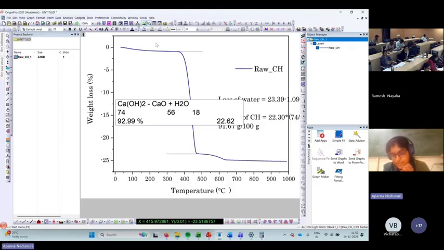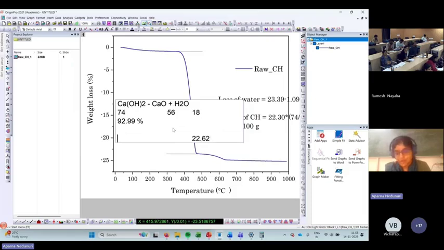This is commercial calcium hydroxide that we are talking about. It means the purity of that sample is around 93%. There is some 7% which is impure, and that we can see from this test. Now what is happening for the remaining 7%? If we see over here, there is also some weight loss beyond 500 to 600 degrees centigrade. This is due to carbonation of calcium hydroxide.